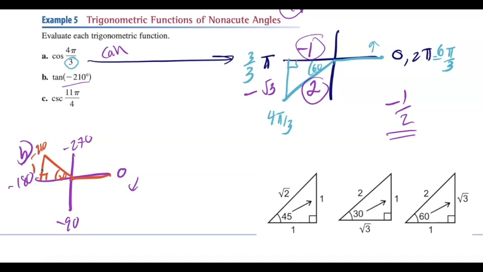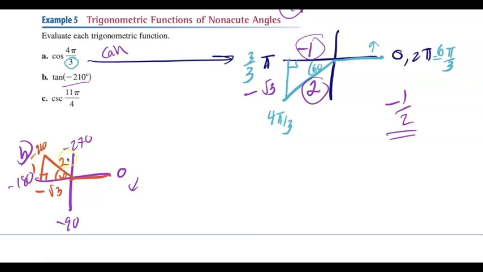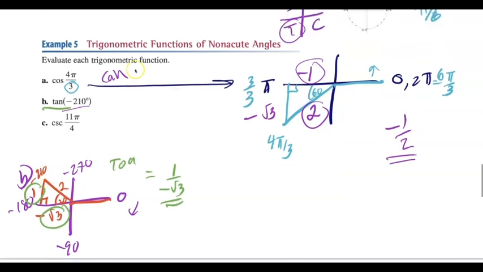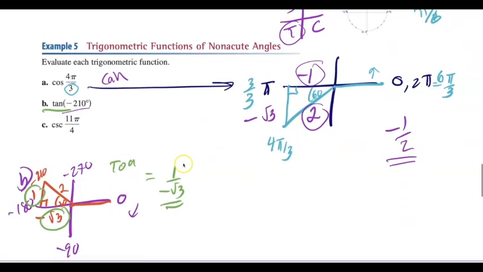Hopefully the other side's memorized. So it's 1, 30 small, rad 3, and hypotenuse is always 2. You either know that when you went to the left, it's negative. When you go up, it's positive. Hypotenuse is always positive. Or you do All Students Take Calculus at the end. We're doing tan, TOA, opposite over adjacent. 1 over negative rad 3. Or we're in quadrant 2, only sine's positive in quadrant 2. That also tells you it's negative.